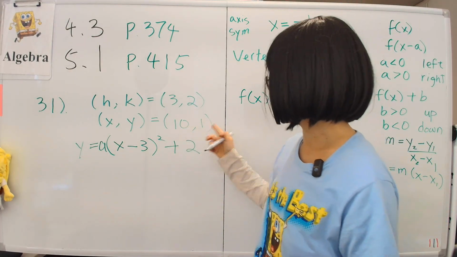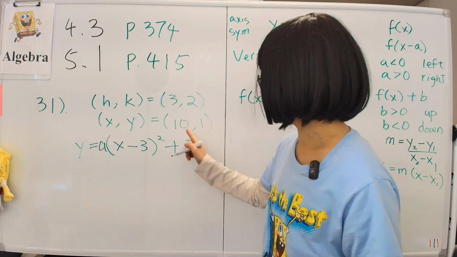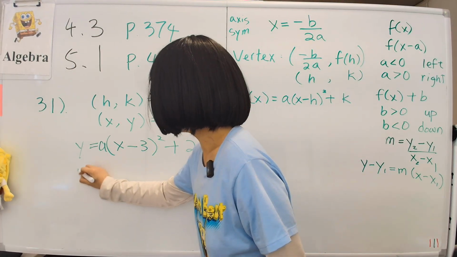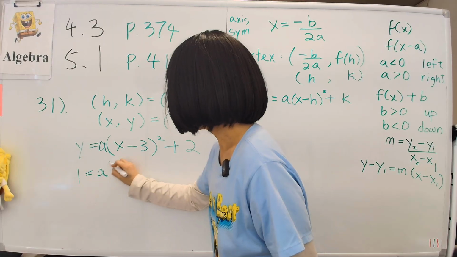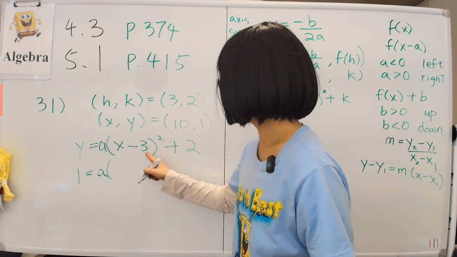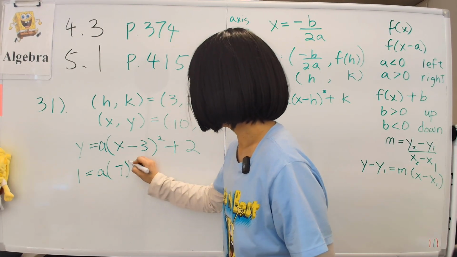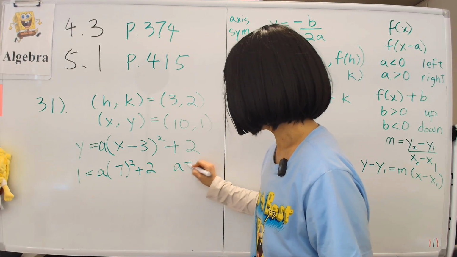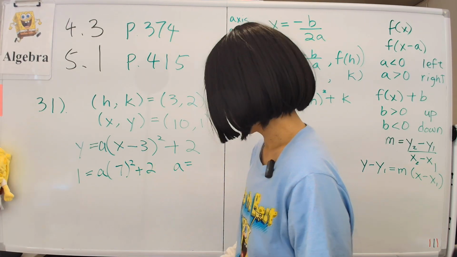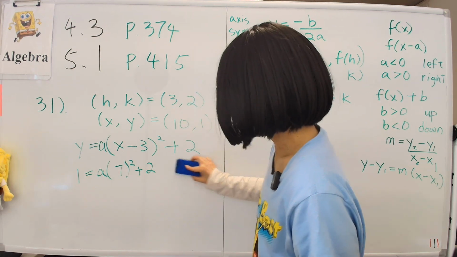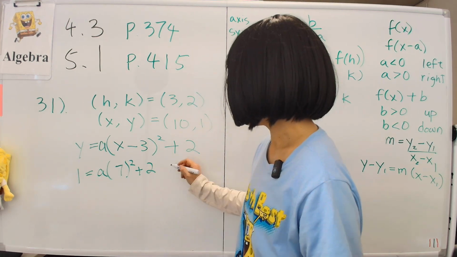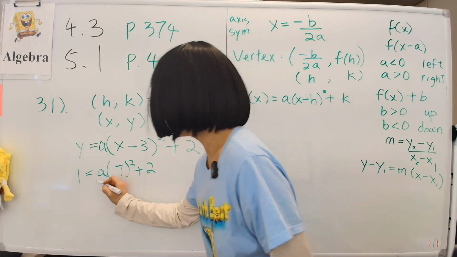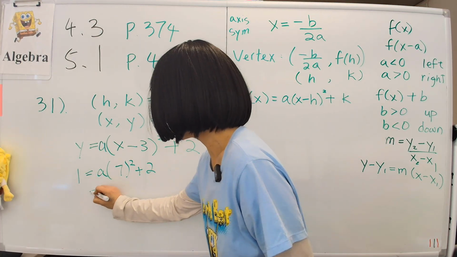And that's where this (10, 1) point comes in handy, which says that when x is 10, y will be equal to 1. So therefore, we'll write down 1 here, equal to a times 10 minus 3, that will be 7, squared, plus 2. So that gives us a equal to... I'll write it right here, so that everything is lined up. We put the 2 on the other side.